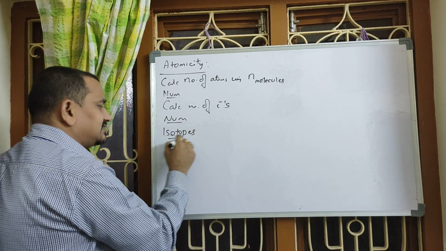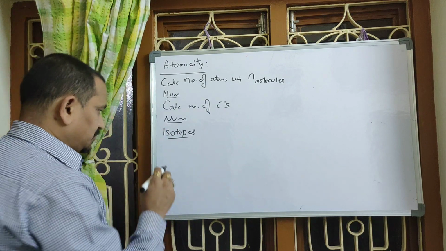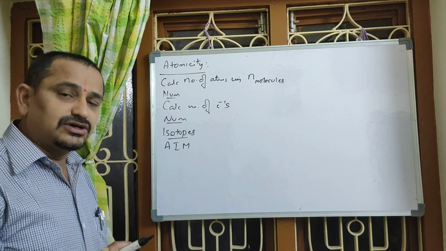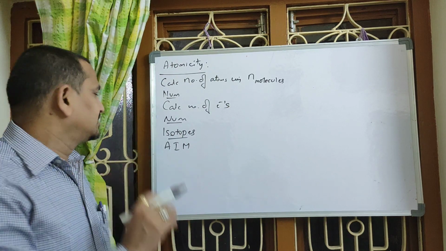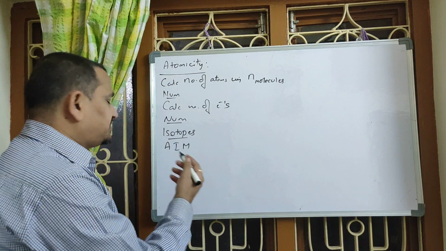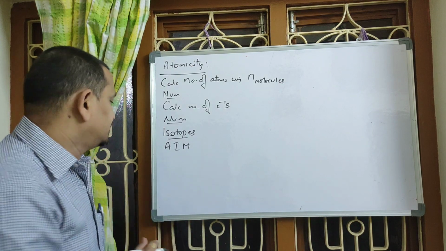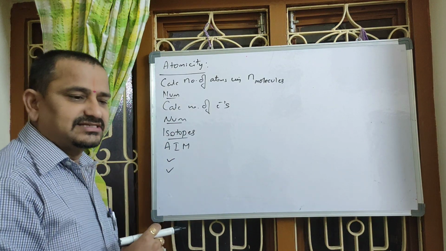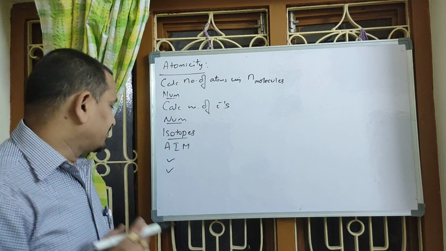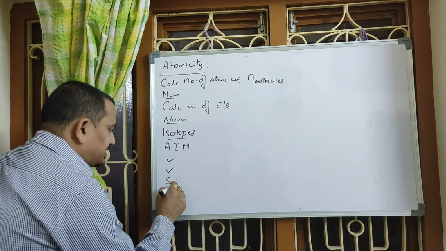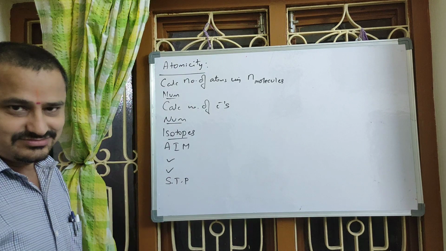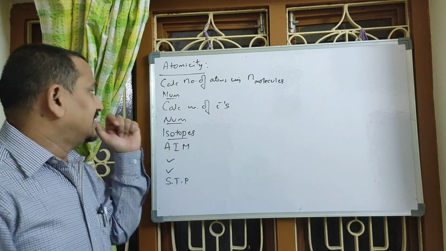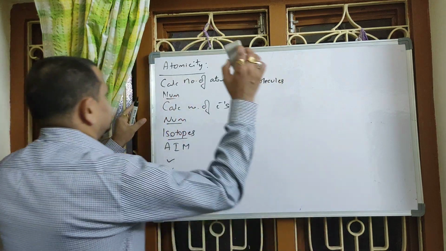You might have learned this in high school. Isotopes and calculation of average isotopic mass, because so many isotopes are available. Then which value do we have to consider in the periodic table? Next, several numericals on calculation of average isotopic mass, and then standard temperature and pressure conditions. So these concepts we are going to learn today. Now we will start with atomicity.